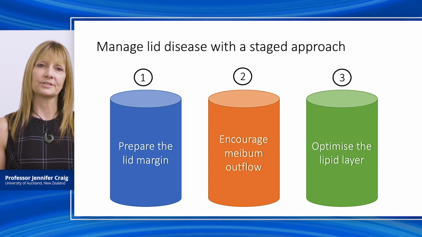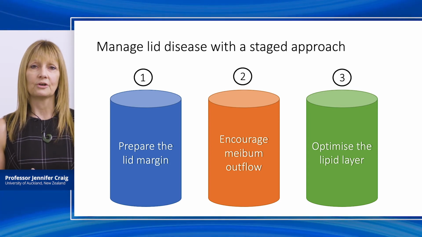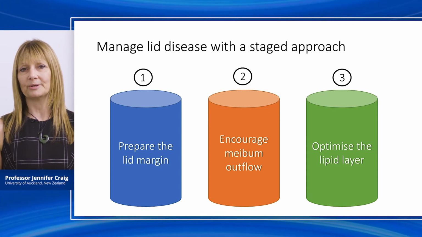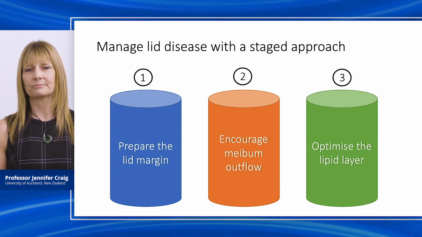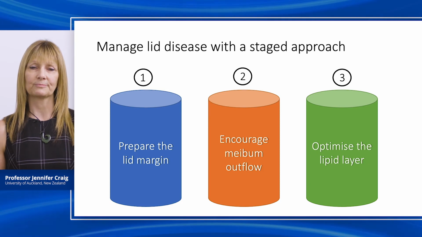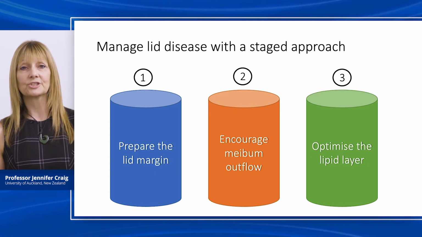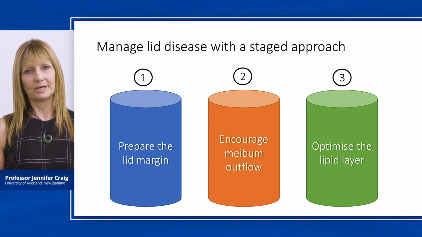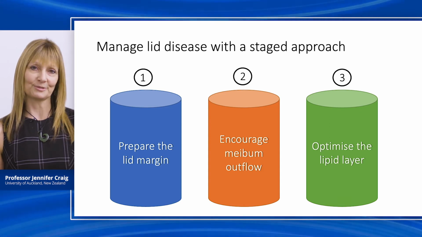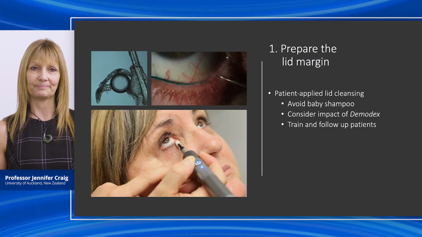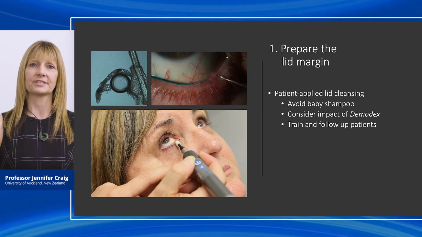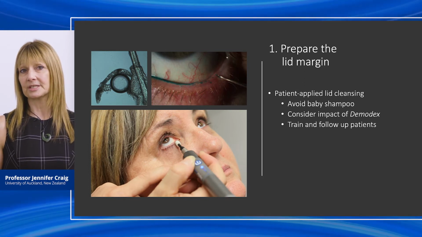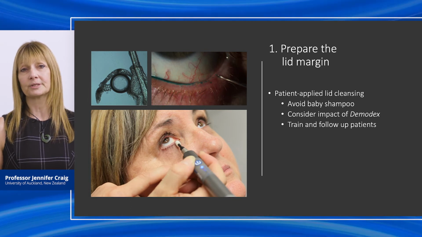So I'm going to focus the remainder of my presentation on describing how we might go about doing this, with the longer-term aim of improving patient comfort, using a three-step approach. Firstly, preparing the lid margin, then encouraging meibum outflow, and finally optimising the tear film lipid layer. Preparing the lid margin involves removing lash crusting and reducing bacterial and Demodex load at the lid margin as appropriate.